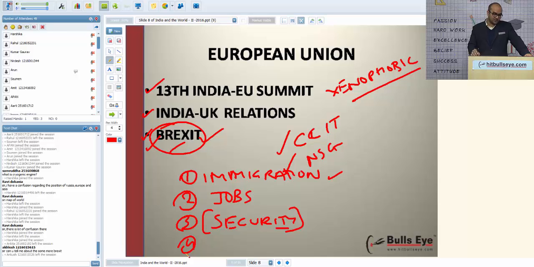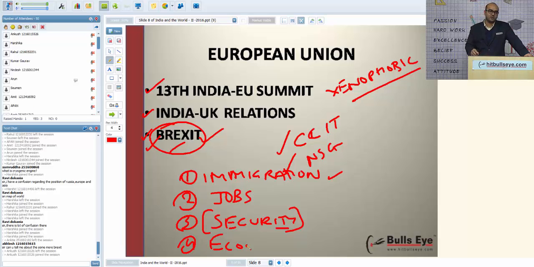Then the next issue is that of the economy. Again, as I said earlier, Britain was the most prosperous economy of the European Union, but still it felt that its potential was being inhibited due to the rules imposed on Britain by the European Union. So British politicians felt that if we are independent from the European Union, the economy will be able to move and grow much faster as compared to if they stay with the EU. So these were certain broad issues on which the Brexit vote was divided.